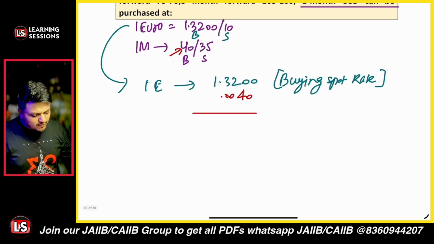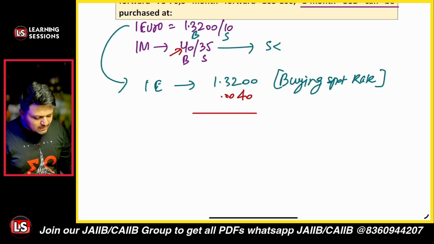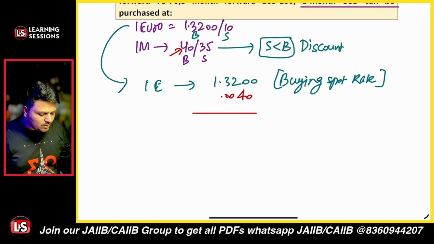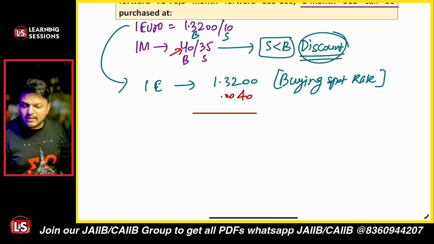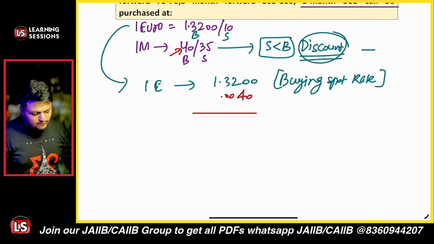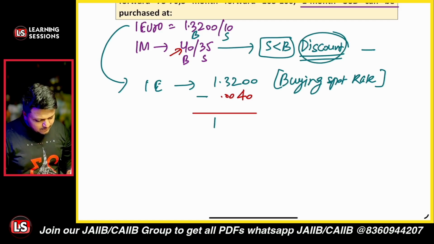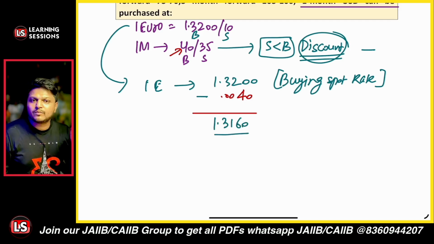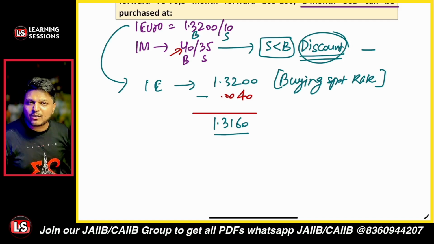We'll be looking at the forward points. And over here, selling forward points are lesser than that of the buying forward points. In that scenario, the currency is available at discount. And when the currency is available at discount, the forward points are to be subtracted. Now the forward points are 0.0040, so those are to be subtracted. So it will be 1.3160. So 1 euro is equal to 1.3160. This is how we'll be calculating the prices.